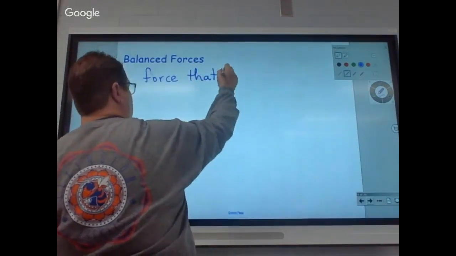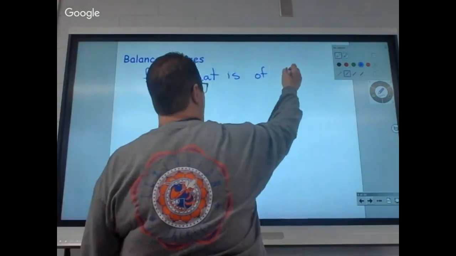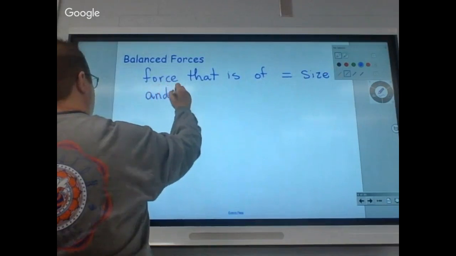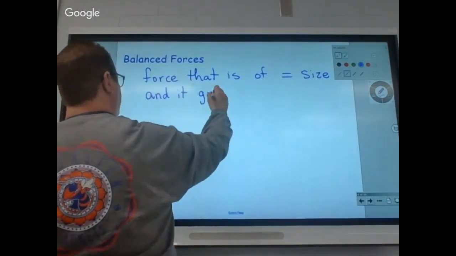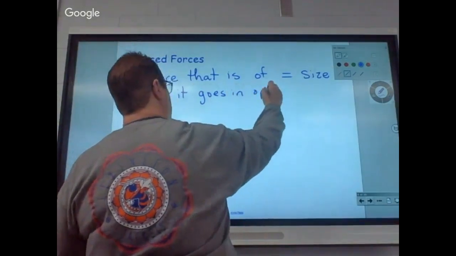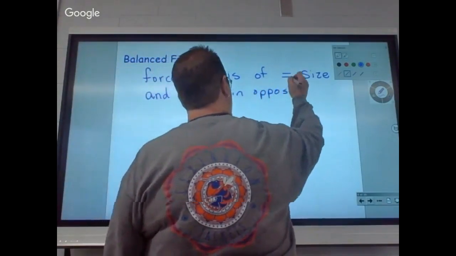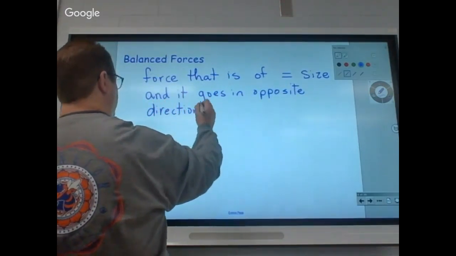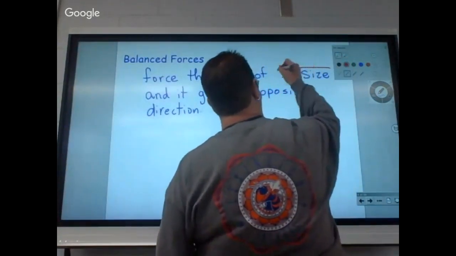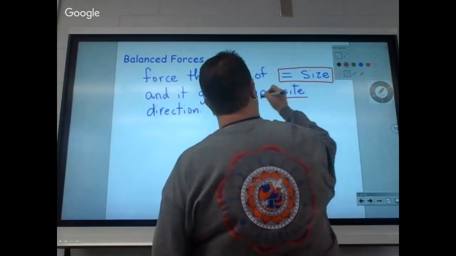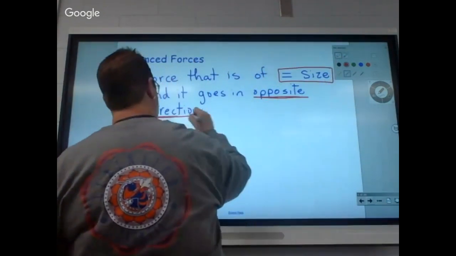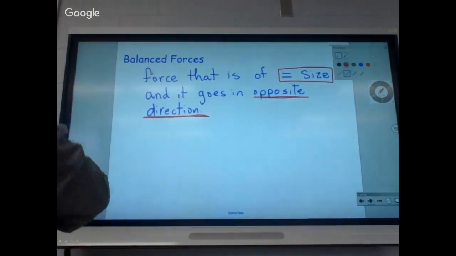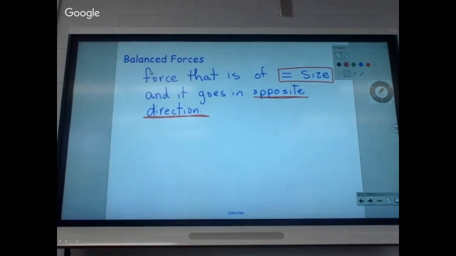that is of equal size and it goes in opposite direction. Okay, so the key here is equal size and opposite direction. Equal size and opposite direction.